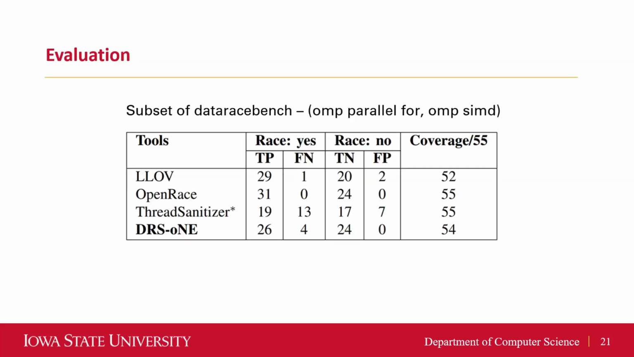Oh, and OpenRace did not report any false positives out of the 55 files, but like we've seen from previous slides, in the case of dead code, it can report that as having a data race.